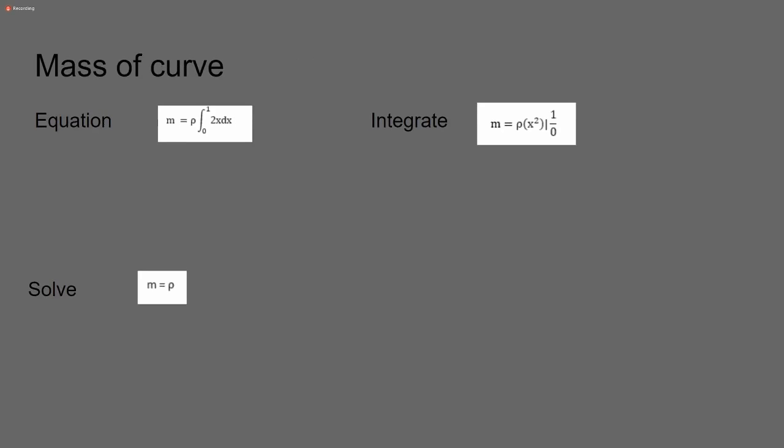The mass of the curve is equal to rho times the integral from 0 to 1 of 2x. If we integrate this, we get that the mass is equal to rho multiplied by x squared from 0 to 1. And if you plug in 0 and 1, you get that the mass is equal to rho.